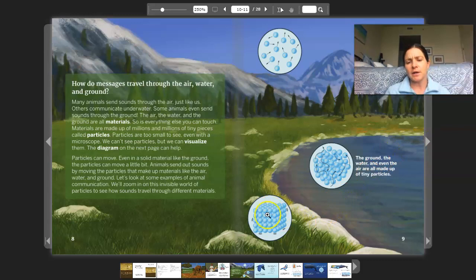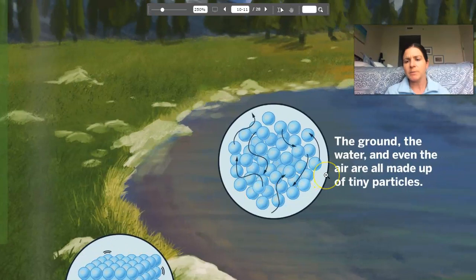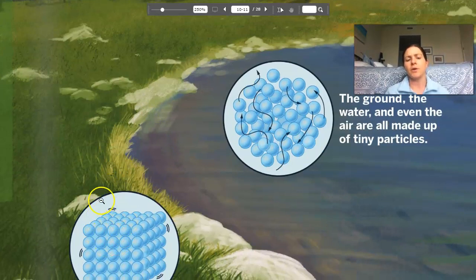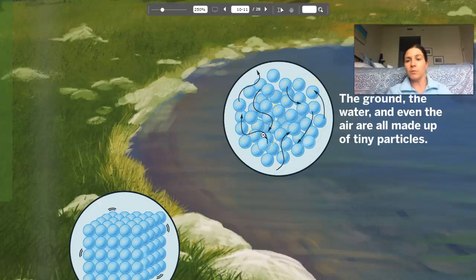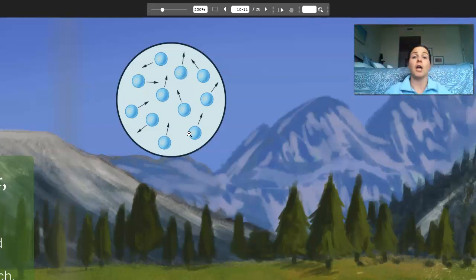We have some images here. I see all these little circles, these little dots. Let's actually zoom in on that. And it looks like they're moving a little bit. My caption says the ground, the water, and even the air are all made of tiny particles. Looks like these ones are moving a little bit more than these. So I'm visualizing the particles in the ground moving a little bit, and I'm visualizing the particles in the water moving more. And these ones look really far apart, and they look like they're moving in all different directions. So I'm picturing the particles in the air moving around a lot.